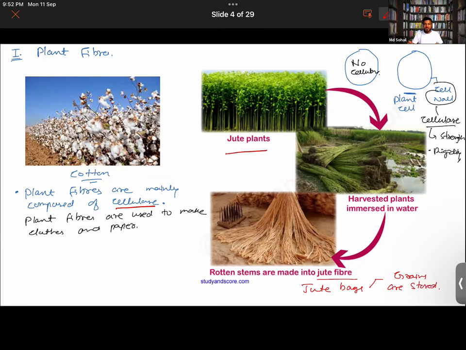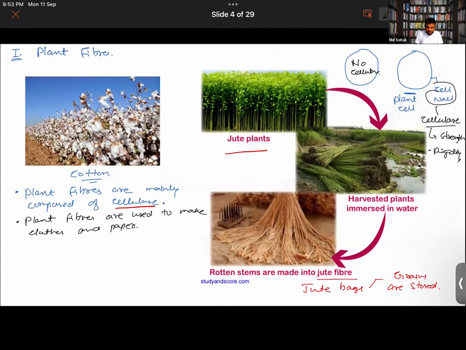So if you were now to look at a jute bag, have you seen a jute bag in which grains are stored? Yes, sir. I suppose you must have seen. So if you were to look at the thread of the jute bag, the fibers are very long. And if you look closely enough, you will find that it is somewhat lustrous also.